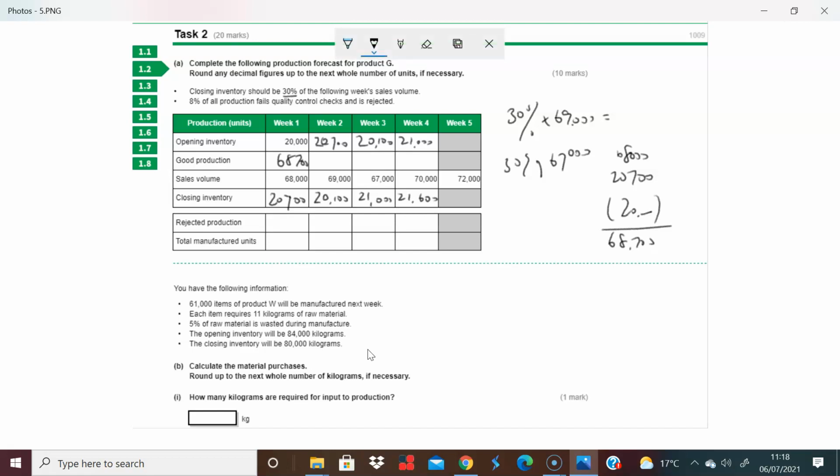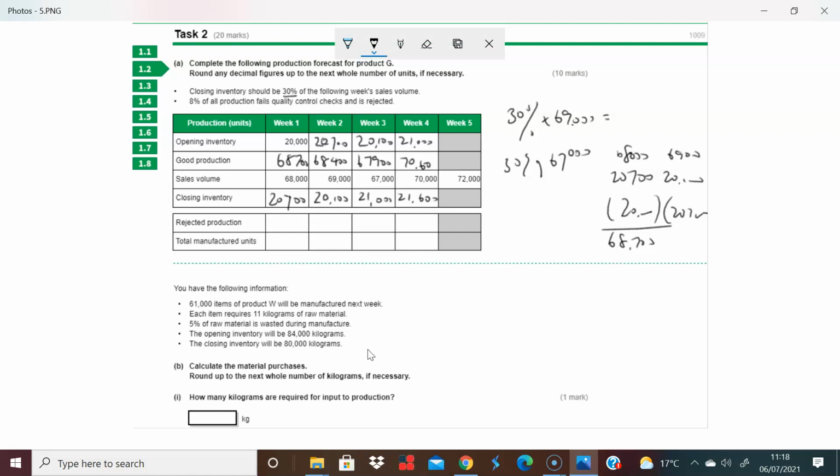So just apply the same principle. 69,000 plus 20,100 minus 20,700, and just keep going right across. I'll just do that on my calculator really quickly. And you have here 68,400. You do the same thing here, you will have 67,900. You do the same thing here, you will have 70,600. That's what you're going to have.